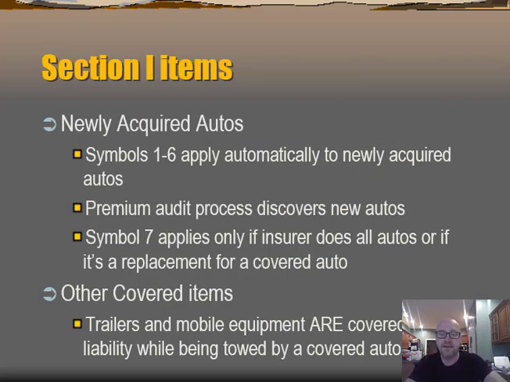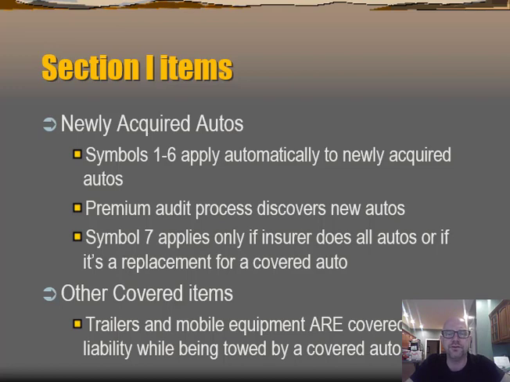Okay, so newly acquired autos, 1 through 6, no problem, automatic coverage. And they'll figure it out when they come to audit your premium. That's how they will know that you have another auto. Symbol 7 is a problem, though, because it'll apply if you're replacing a covered auto. But if it's just a brand new auto that's not a replacement, it won't be covered. That's your gap. That's what you have to worry about.